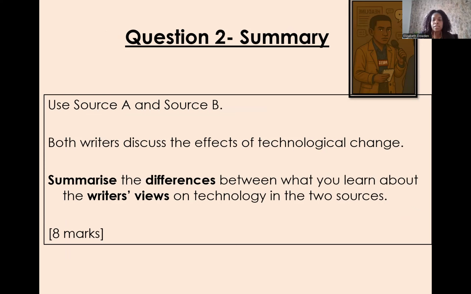So this is a question we're going to be working with. Both writers discuss the effects of technological change. Summarize the differences between what you learn about the writer's views on technology in the two sources. So I've highlighted the key things. It says to summarize, basically a quick rundown of the differences between what you learn about the writer's views on technology. So in a nutshell, the question is asking you, how do both writers view technology in different ways? What is their attitude, their view towards technology? That is what you're asking.